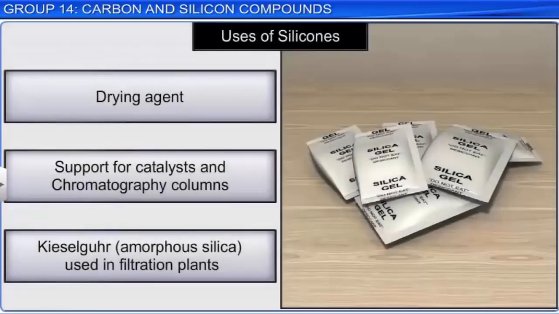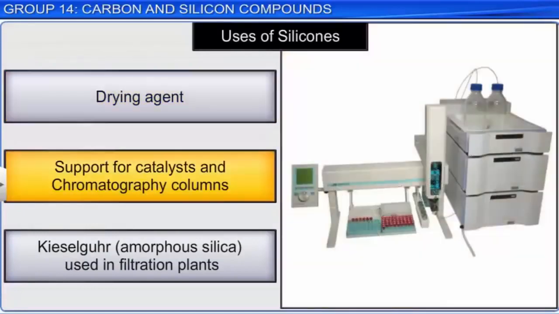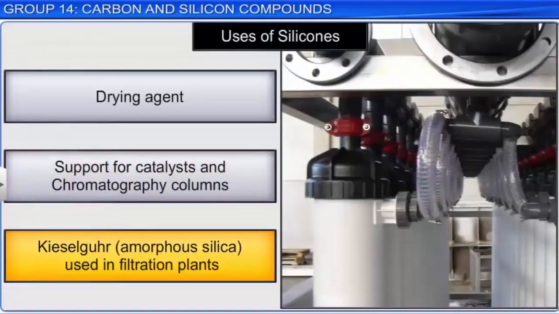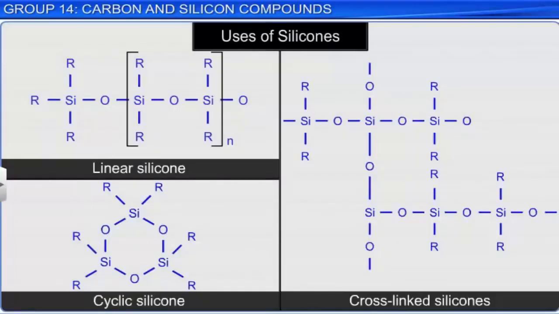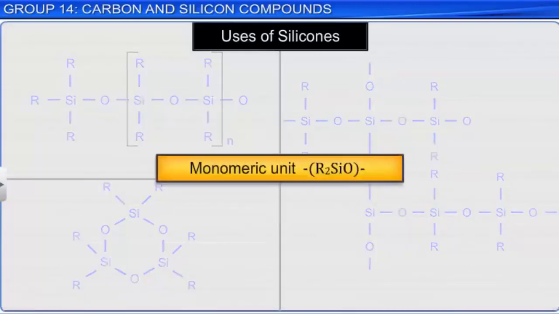Silica gel is used as a drying agent and as a support for catalysts and chromatography columns. Kieselguhr, a form of amorphous silicon, is used in filtration plants. Silicones are another important class of silicon compounds. These organosilicon polymers have a monomeric unit of R2SiO, where R is an alkyl group that repeats many times.